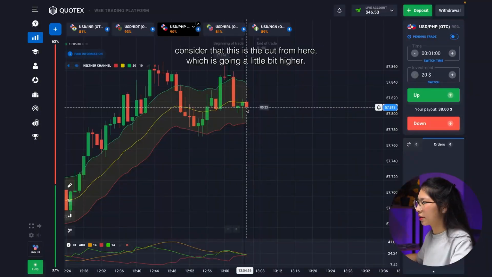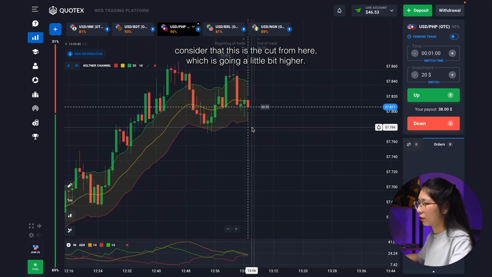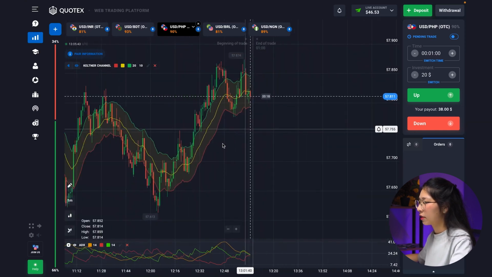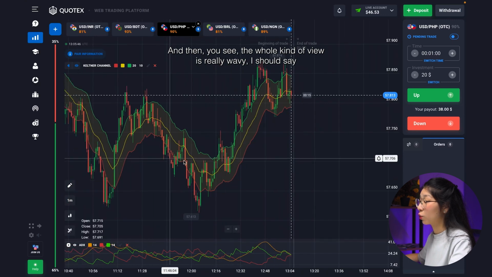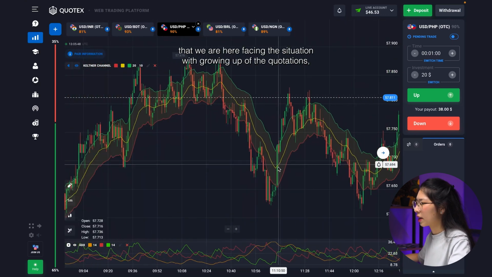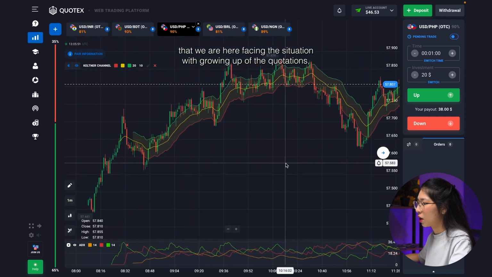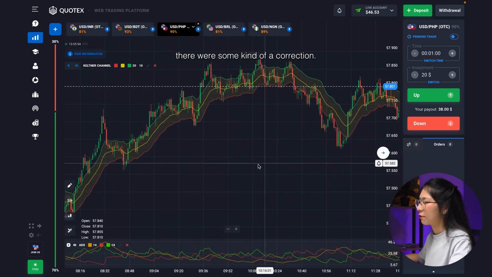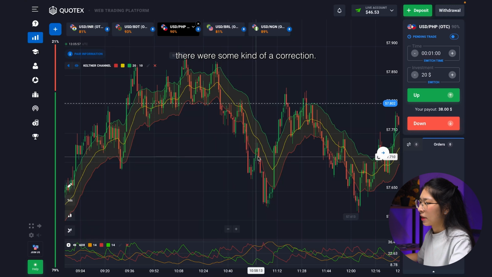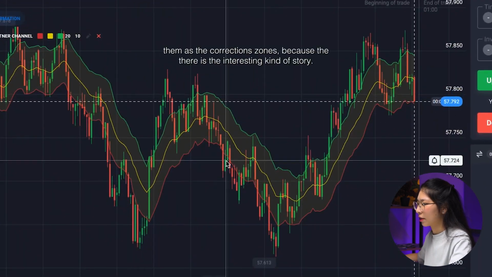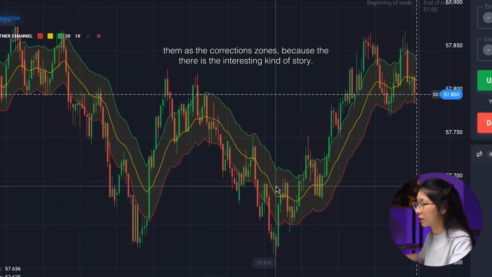I can consider that this is a cat from here, which is going a little bit higher, and then you see the whole view is really wavy. I should say that we're facing a situation with growing quotations. There's some kind of correction. I should name it a correction zone because there is an interesting story.